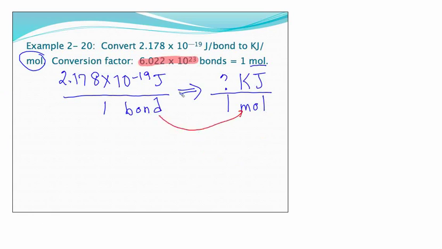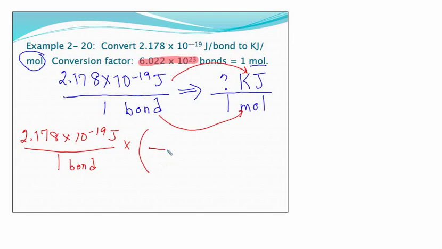One part is going to be to take bonds to moles. The other is joules to kilojoules. And again, it doesn't matter the order that you do for that. So let's go ahead and start our grid. 2.178 times 10 to the minus 19th joules for every one bond. Now, I like to get rid of the one in the denominator first. I'm not sure why I do this, but it just seems to be easier for me. That's in the denominator, so to eliminate it, I need to go up to the numerator. That'll cancel.